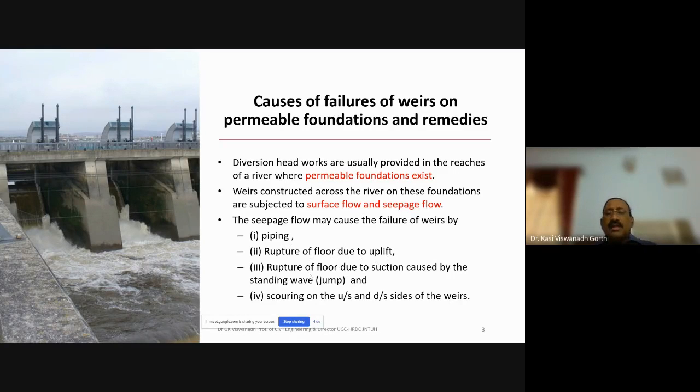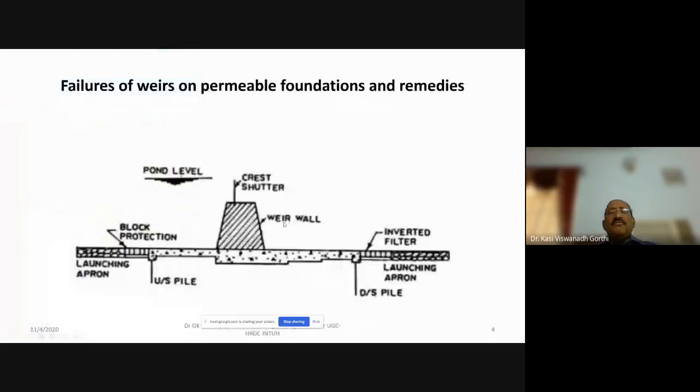or rupture of floor due to uplift, or rupture of floor due to suction caused by the standing wave, also called the hydraulic jump, which may be formed on the downstream portion. Then there is scouring on the upstream and downstream sides of the weir. So there are 4 possible causes of failure of a weir on a permeable foundation. One is piping. Second is rupture of a floor due to uplift pressures which may be acting. Similarly, rupture of floor due to hydraulic jump formation, and scouring on the upstream side and downstream side of the weir. These are the possible causes of the failure of the weir.